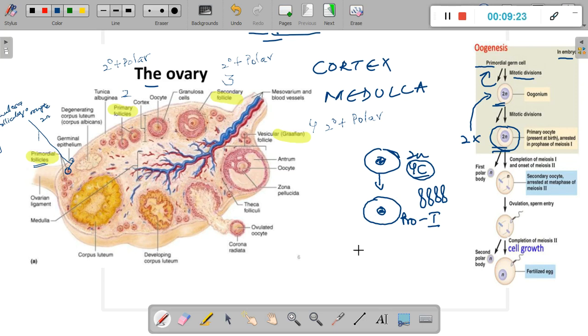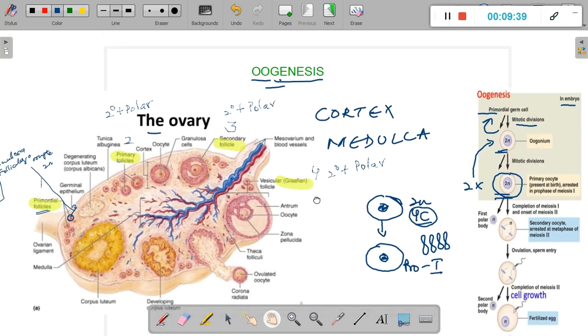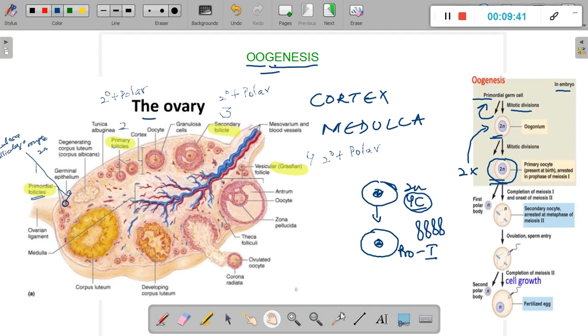Puberty has a variable time period. From 16 to 19 years, puberty can be hit at any point of time. When puberty is hit, there are certain hormonal changes in the body, and one very important hormonal change with respect to oogenesis is the change in the hormonal secretions from the brain.